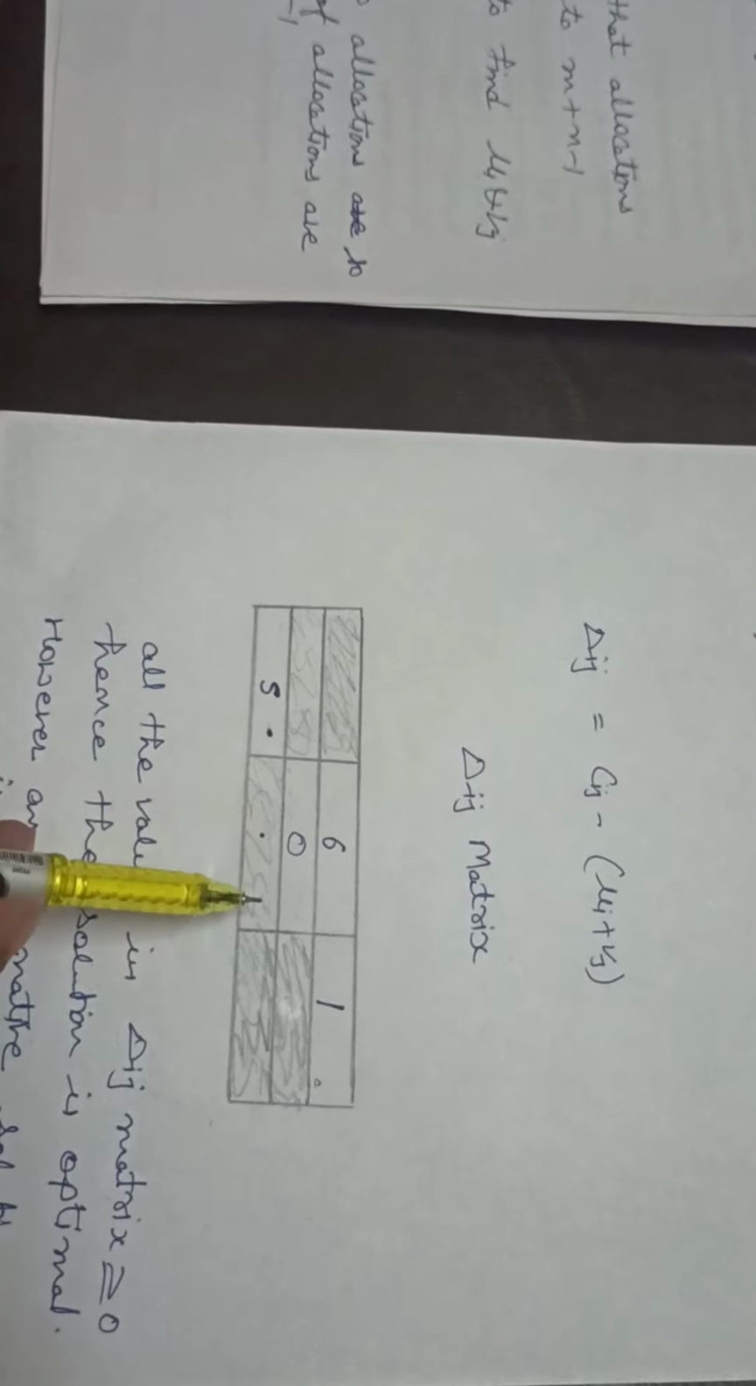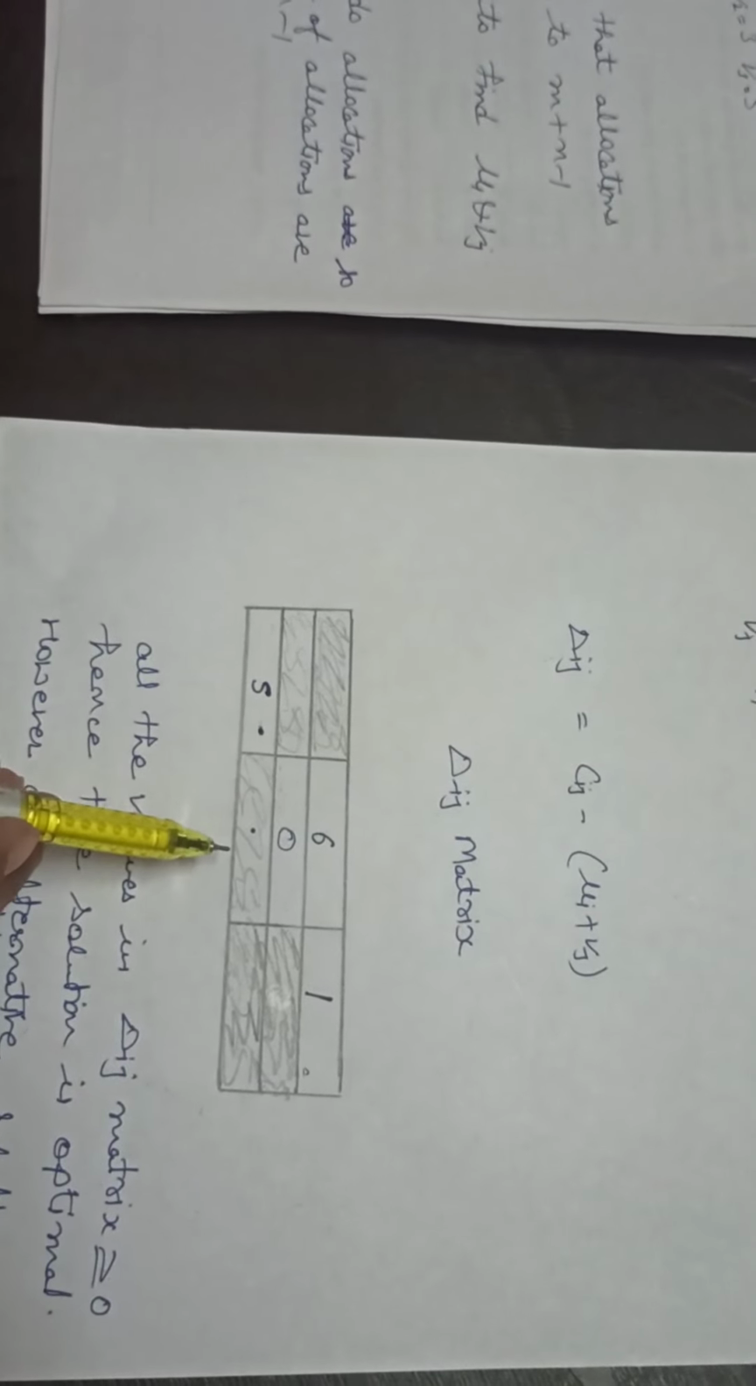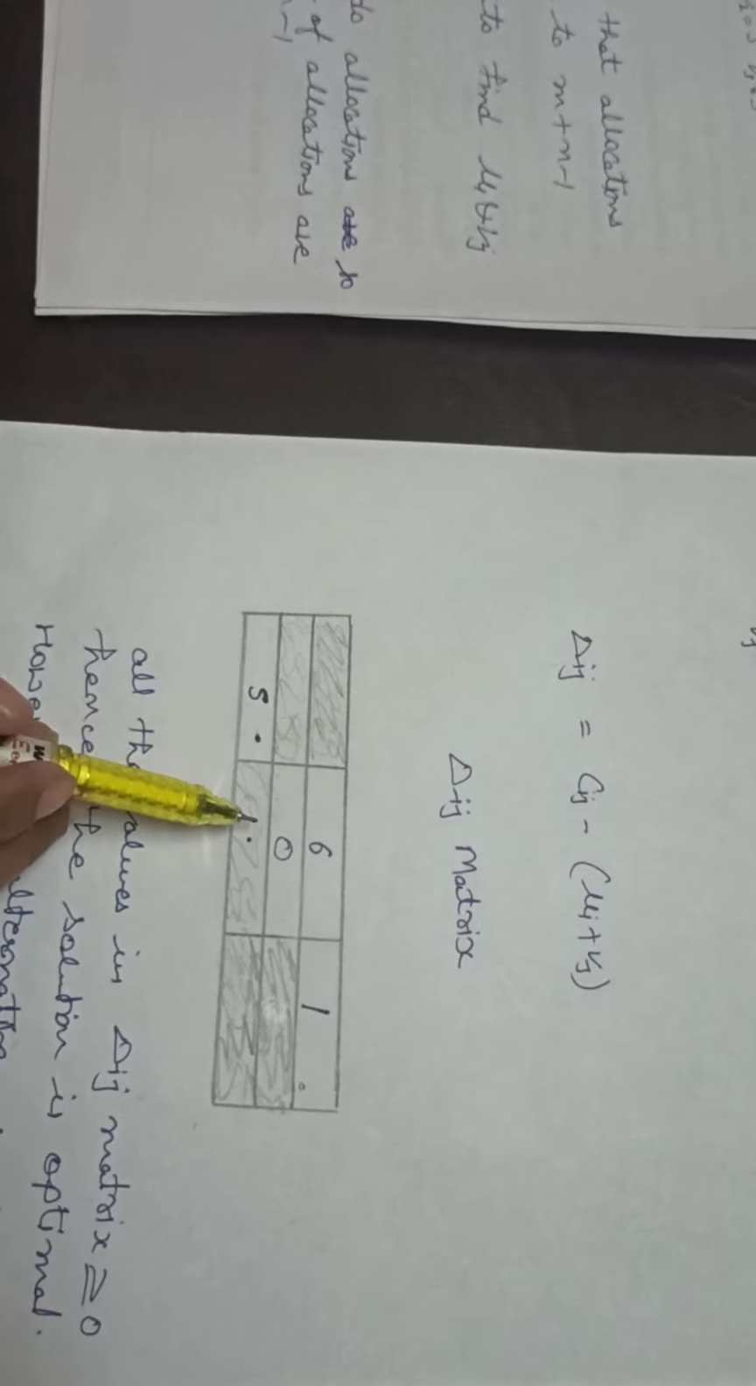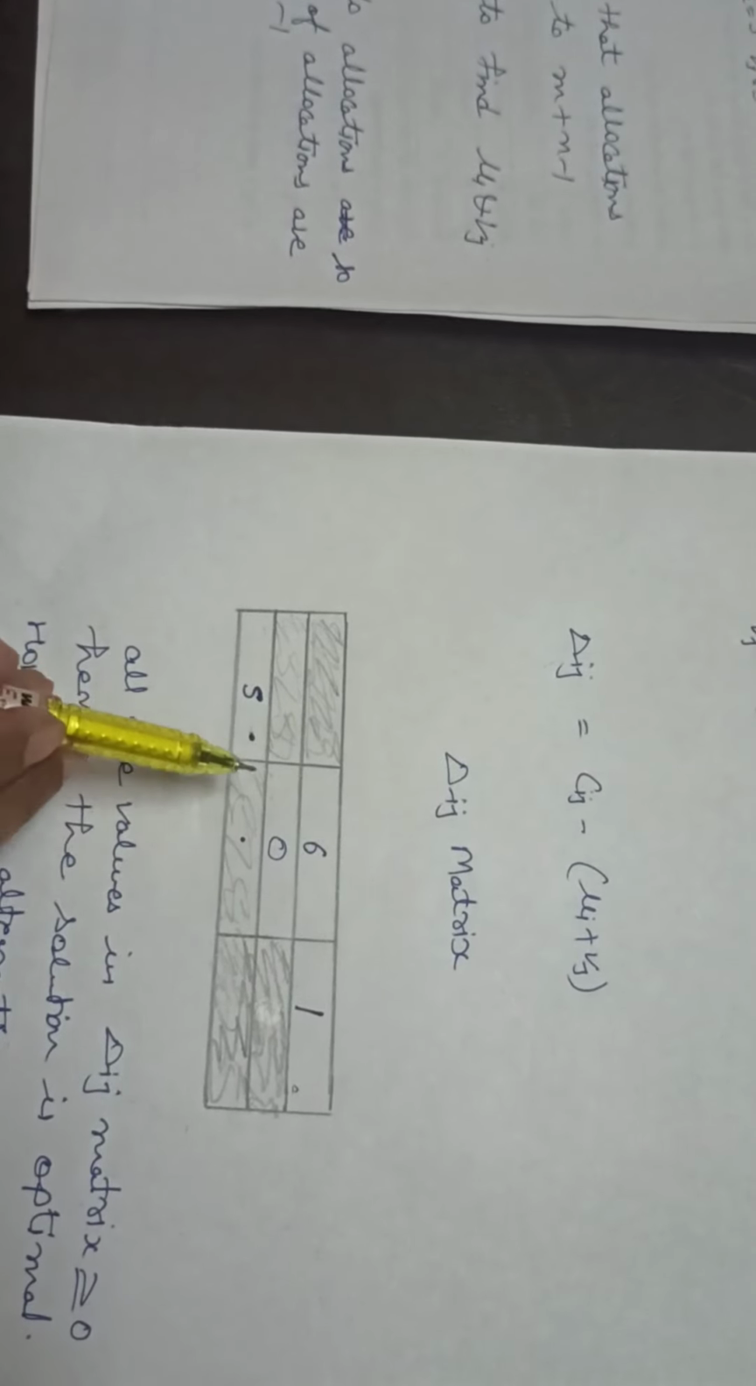We can see all values are positive and also 0. If all values in the matrix are greater than or equal to 0, then we can say our solution is optimal. And if we have values like 0, then we can say we have some alternate solutions also. So the least cost method has been completed here.